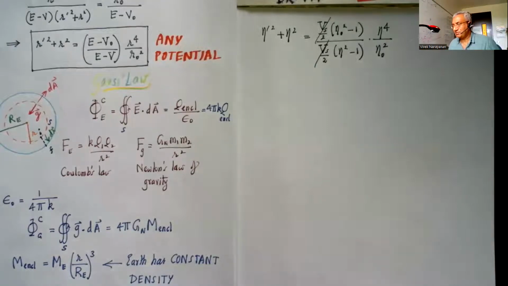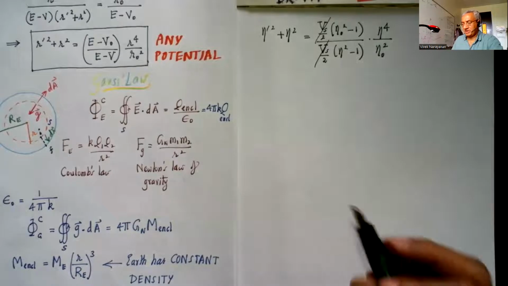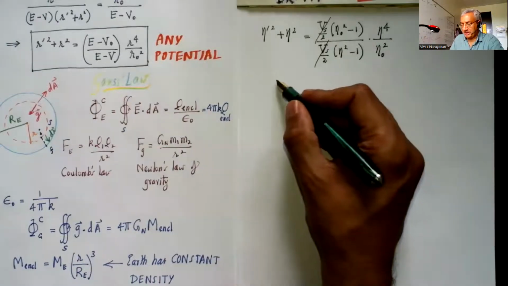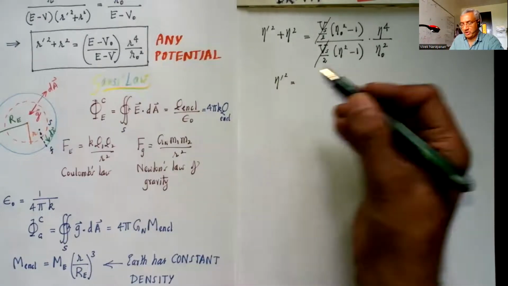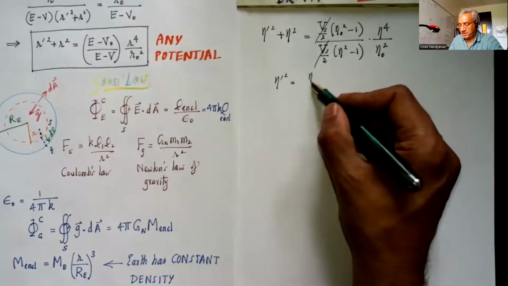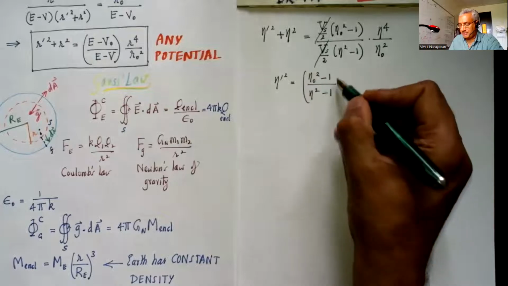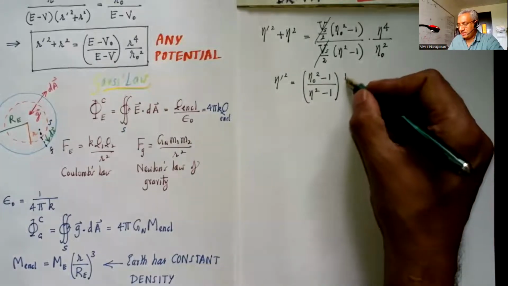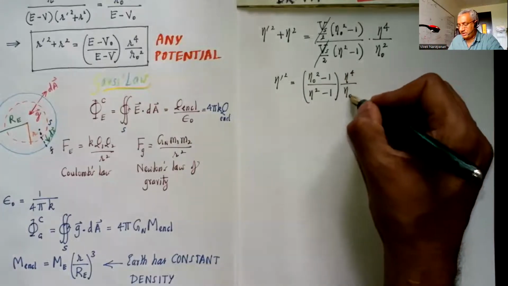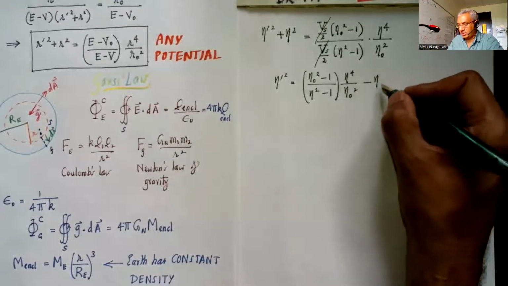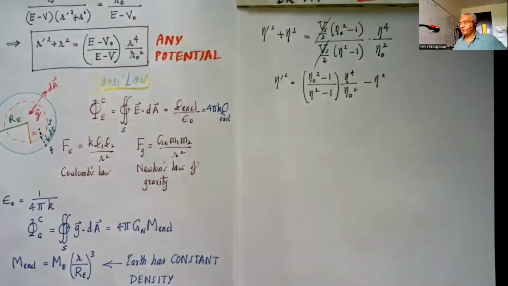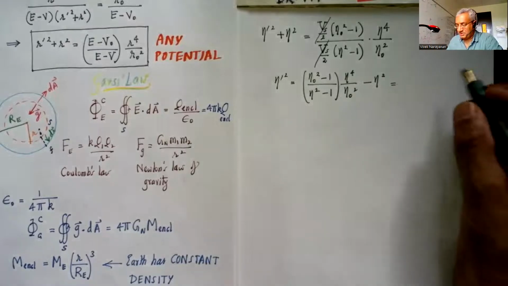Now I have to solve this for eta prime. All right, eta prime squared. So let me do that. Eta prime squared is equal to eta naught squared minus 1 over eta squared minus 1, eta to the 4 over eta naught squared minus eta squared. So I have to take the common denominator. Let me do that.